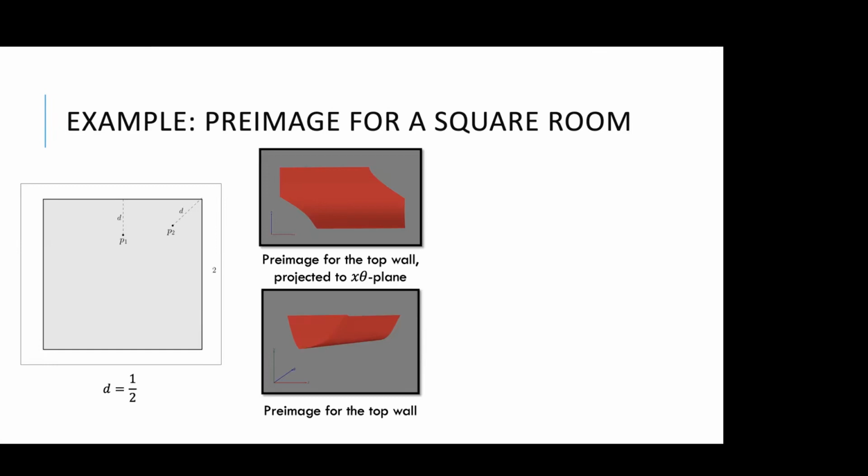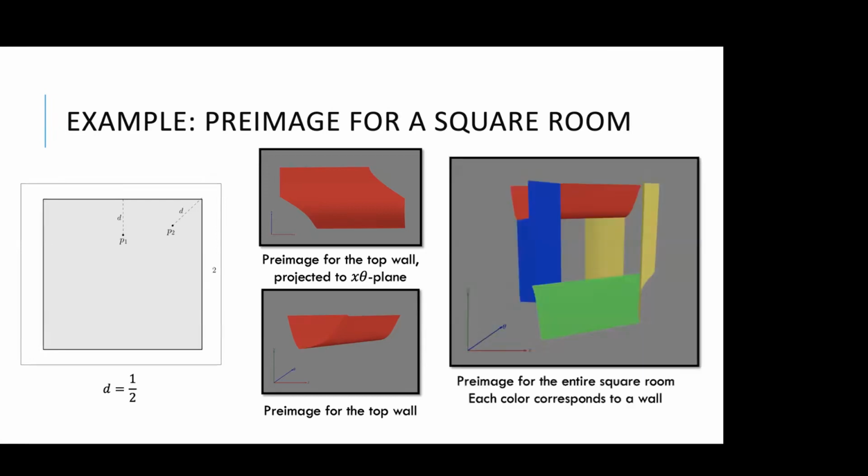But every wall will have a similar preimage corresponding to it. And if we combine all four together, we get this non-manifold object, which is the preimage for half a meter for a square room. I hope that's clear enough.